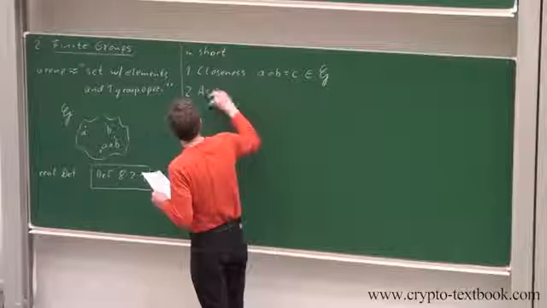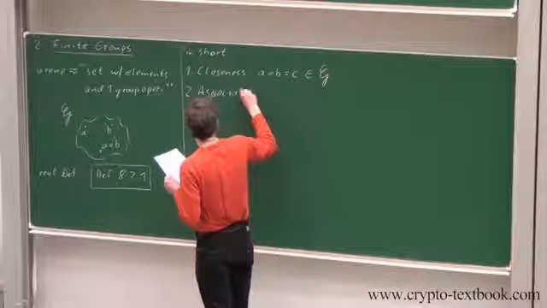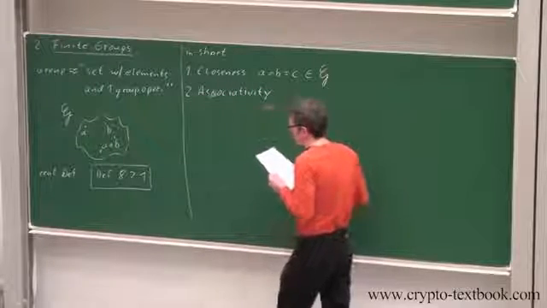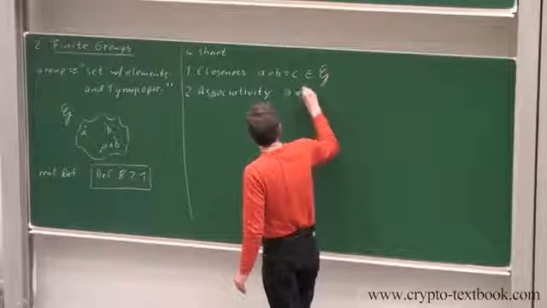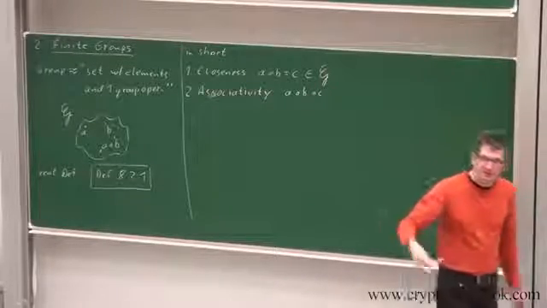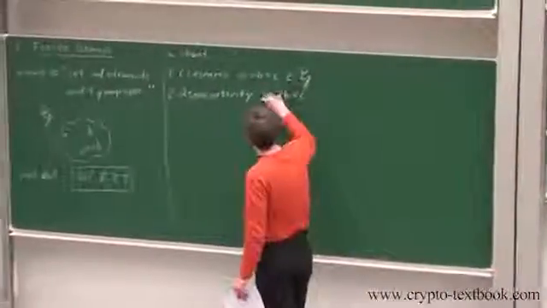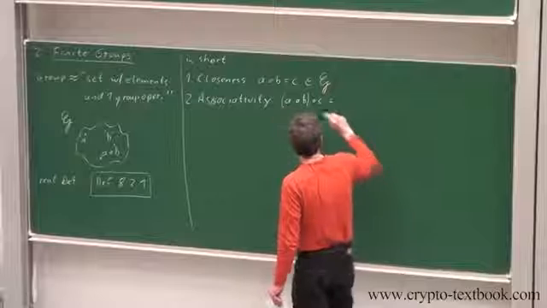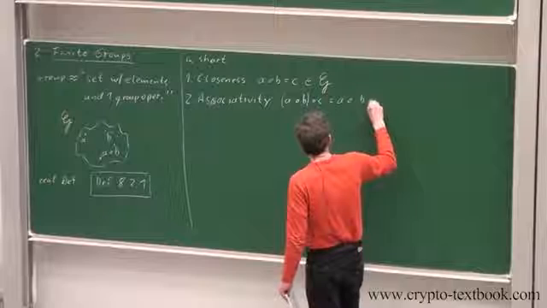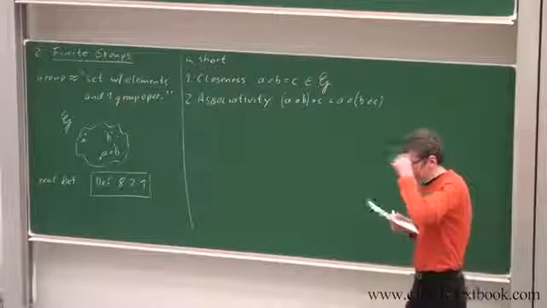Associativity. Meaning, if you perform the group operation multiple times, A plus B plus C, or A times B times C, it doesn't matter. The sequence doesn't matter, whether you do first A plus B, or if you do B plus C or times C first.